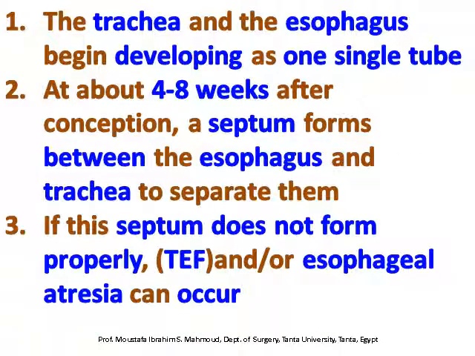Normal development. The trachea and the esophagus begin developing as one single tube. At about 4 to 8 weeks after conception, a septum forms between the esophagus and trachea to separate them. If this septum doesn't form properly, tracheoesophageal fistula and/or esophageal atresia can occur.